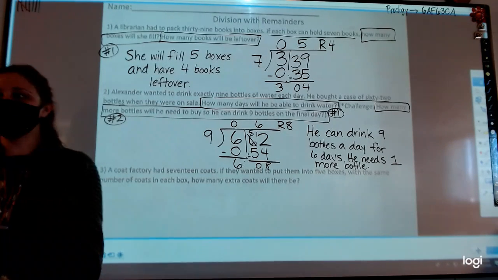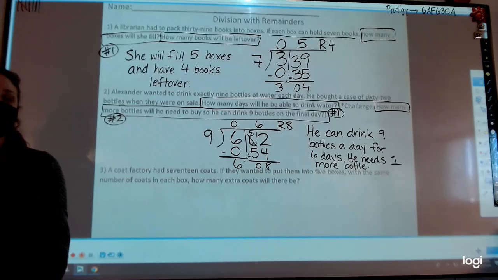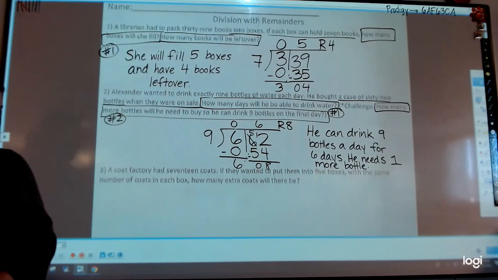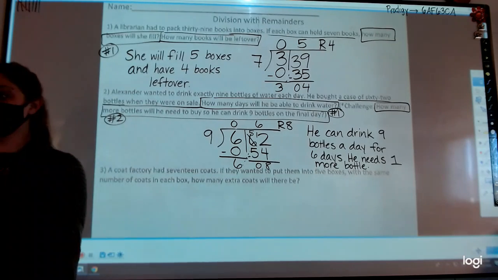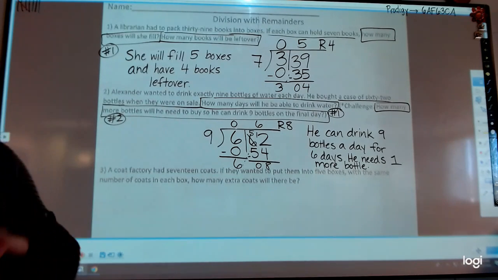Do I have a reader? Josiah, nice and loud. A coat factory has 17 coats. If they wanted to put them into 5 boxes with the same number of coats in each box, how many extra coats will there be? Ooh. Okay, there's only one question, but we need to think critically.